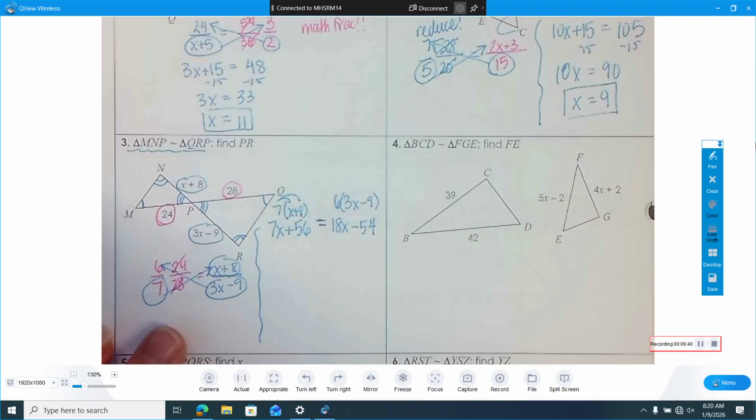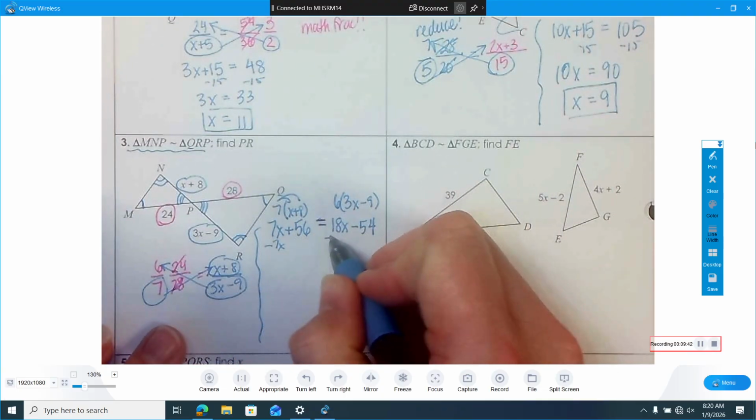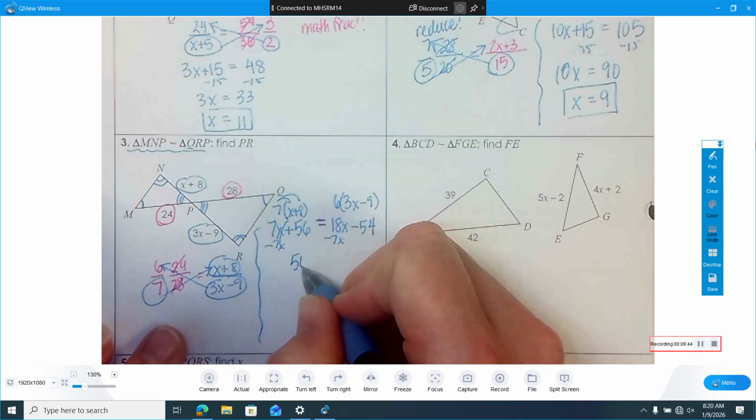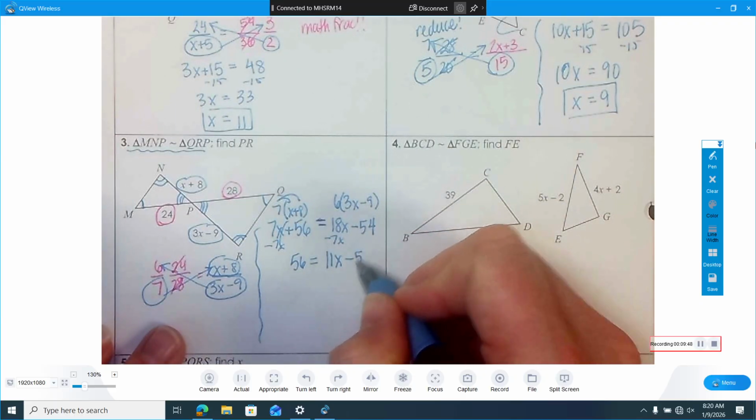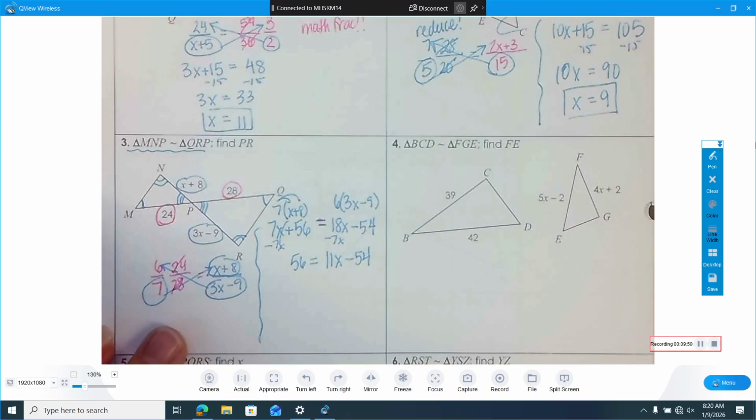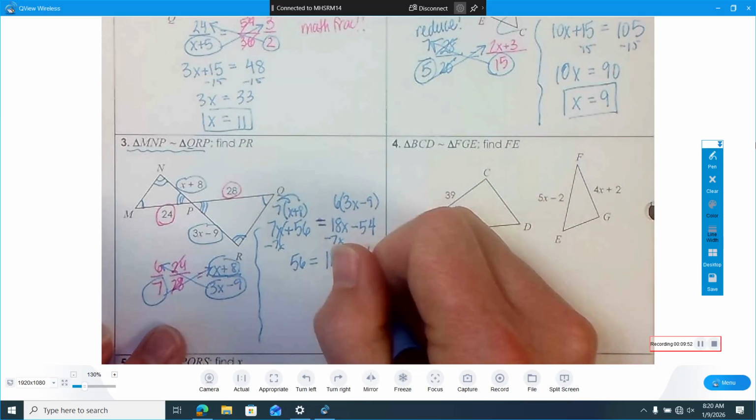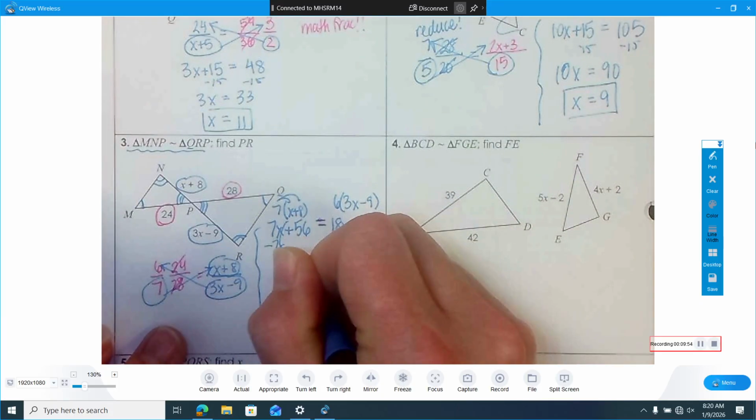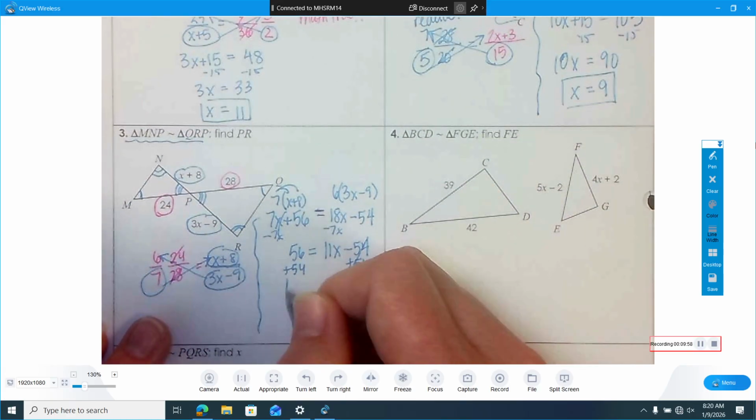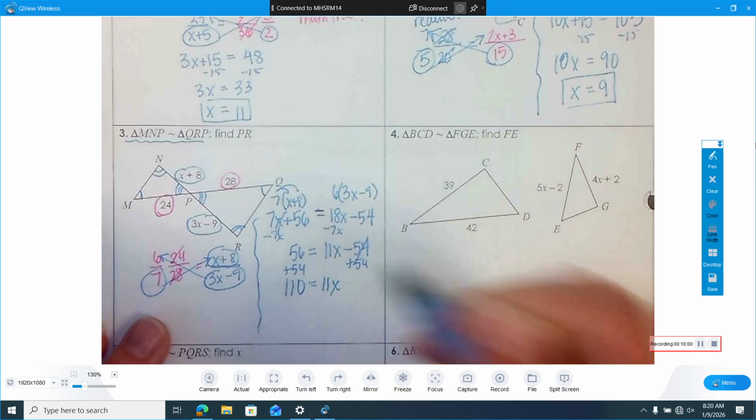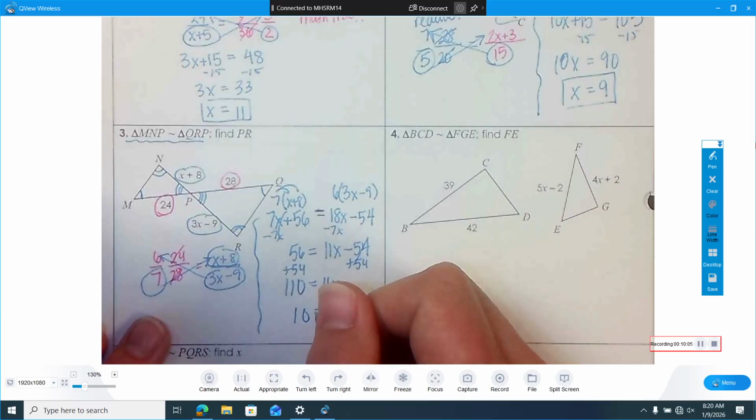All right, I'm going to go ahead and subtract 7x. So I have 56 is equal to 18 minus 7 is 11x minus 54, and then I'm going to add 54 to both sides. That's 110 equals 11x. And divide by 11, we're going to get 10.